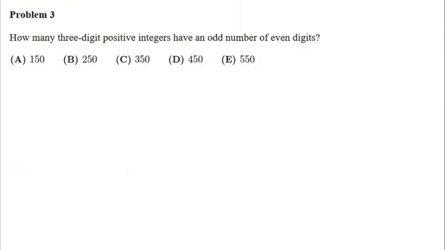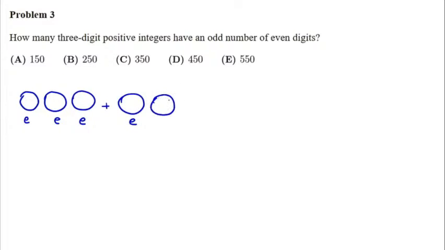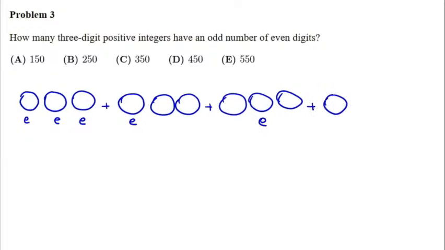AMC 10B 2022, problem number 3. How many 3-digit positive integers have an odd number of even digits? So, because we have 3 digits, when it says odd number of even digits, the number of even digits can be 3 or 1. So we have this case plus this case, plus 1 digit here and plus the last digit here.